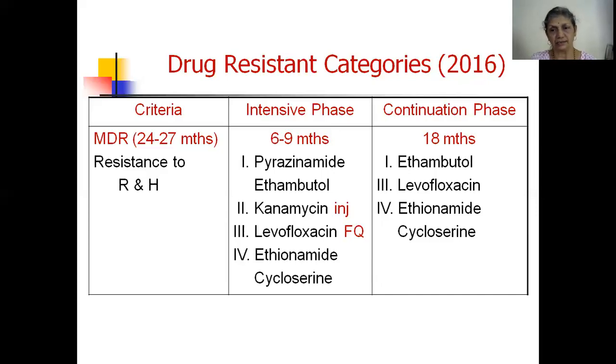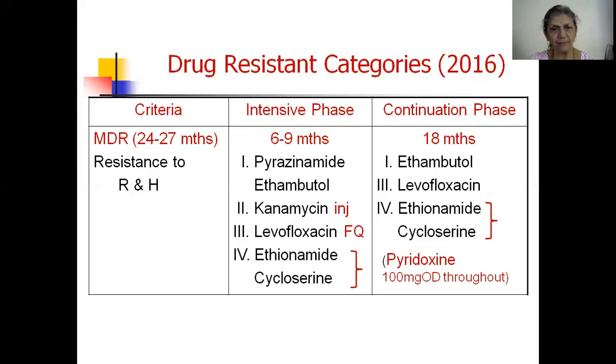Though INH does not feature as one of the drugs here, we do need to give pyridoxine 100 milligrams once a day throughout the regimen, throughout the 24 to 27 months, because ethionamide and cycloserine, these 2 drugs also have neurotoxicity, which can be mitigated, which can be controlled by pyridoxine. So whether there is INH or not, for ethionamide and cycloserine, pyridoxine support treatment is important throughout the schedule.